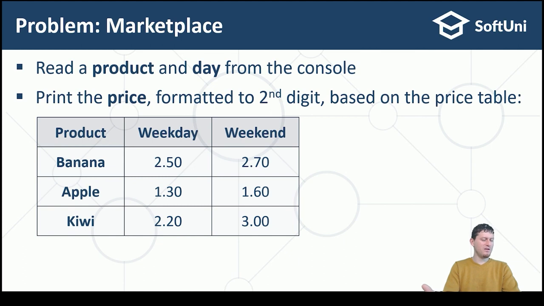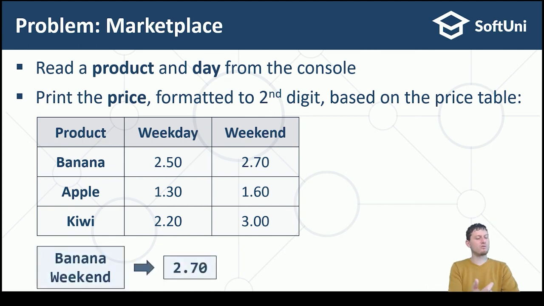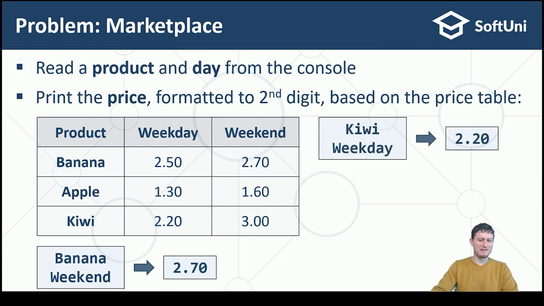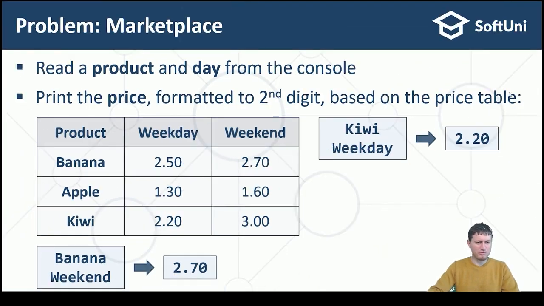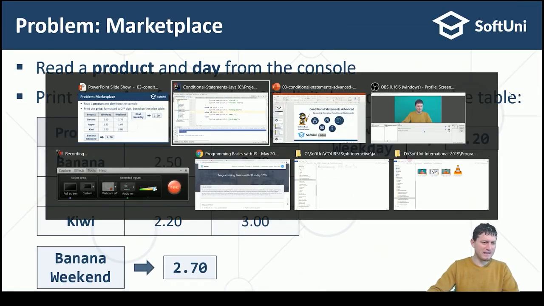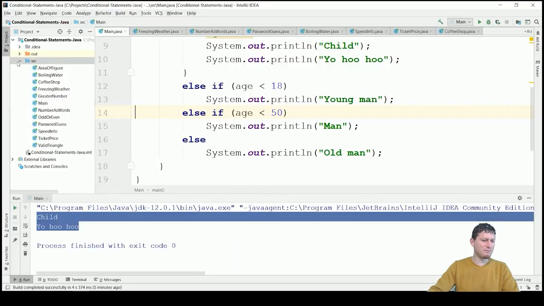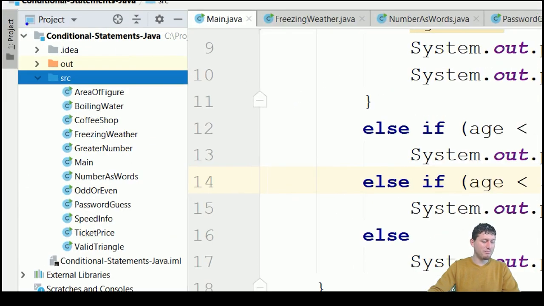So if the input is banana for the first one and weekend for the second, the output should be 2.17. If the product is kiwi and the day is weekday, the price is 2.2. So this is our problem, and I'll solve it. But first, we have the conditional statements in Java. This is the previous lesson.